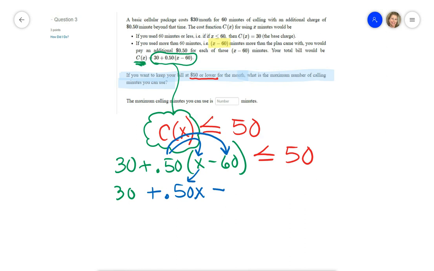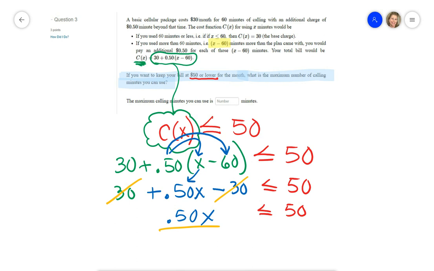0.50 is half of something, so half of 60 is 30. Well, isn't that nice? Because now that 30 and that minus 30 cancel each other out. And all I'm left with is the 0.50x, which will be less than or equal to 50.